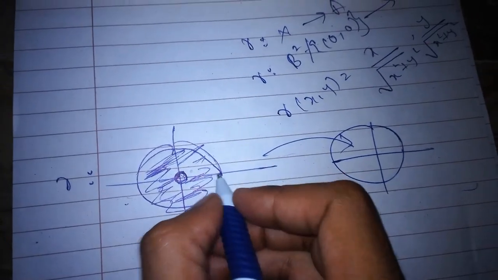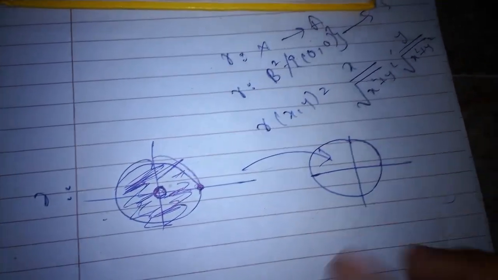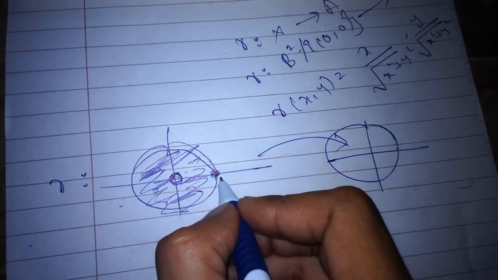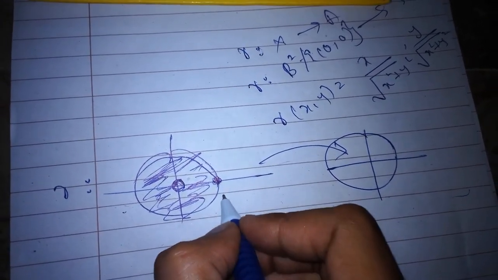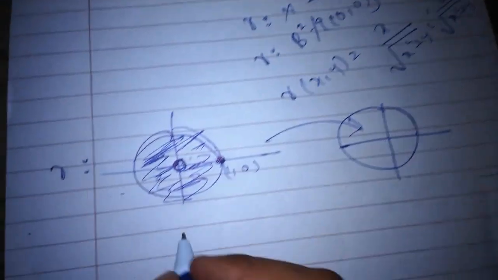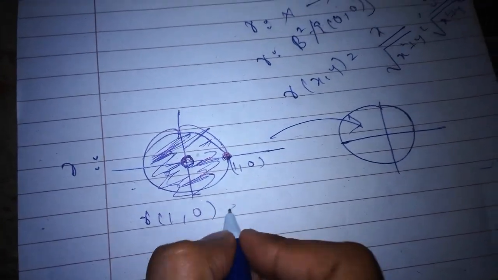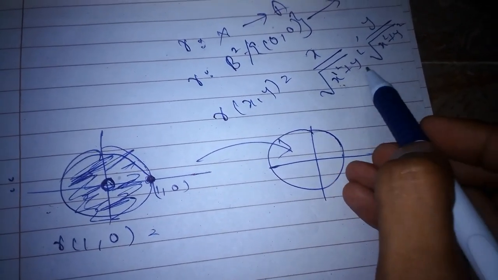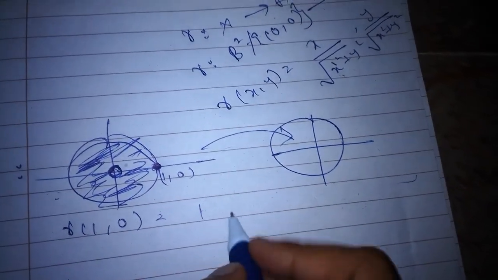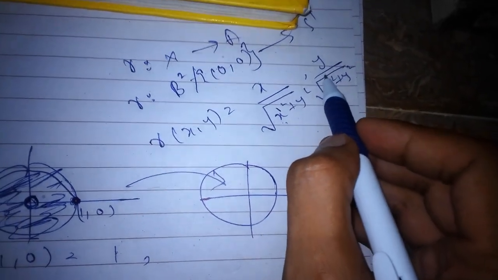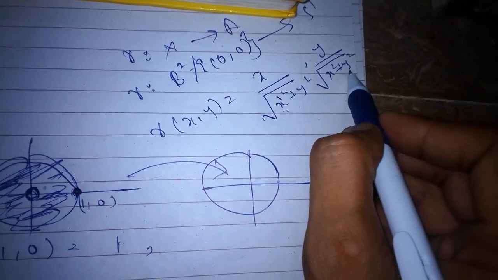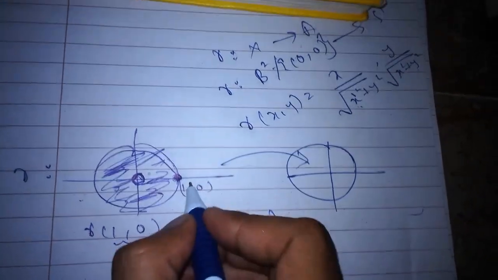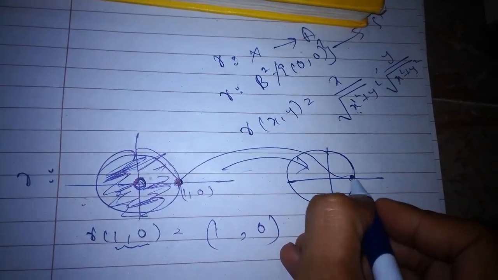If we substitute some points, we can check. Let's say this point is (1, 0). If we substitute here, R of (1, 0): the numerator is 1, and the square root of 1 squared plus 0 squared is 1, so 1 here. And for the second coordinate, 0 over 1 squared plus 0 squared, so 0 here. So this point is mapped to this point.